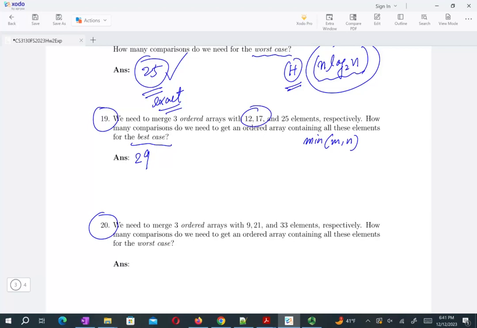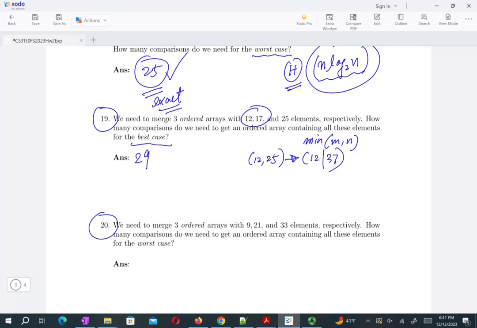So here, if you try, you merge the first array, 25, because this gives you the minimum. Okay, you take the minimum. So the number of comparisons is 12, but you will get a 37 element array. So here we use this notation.